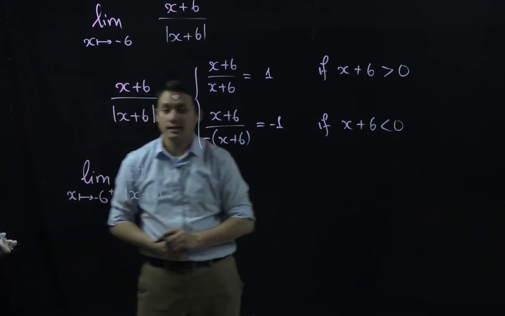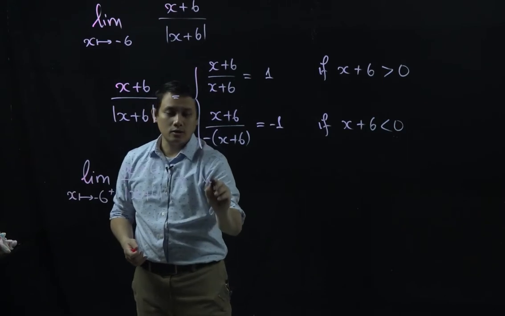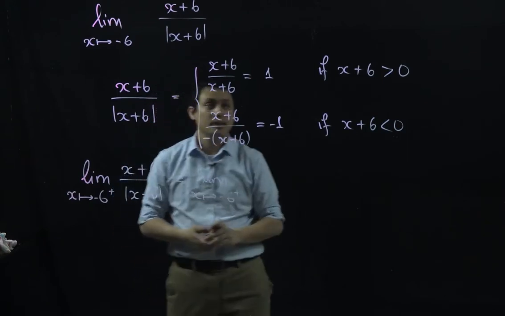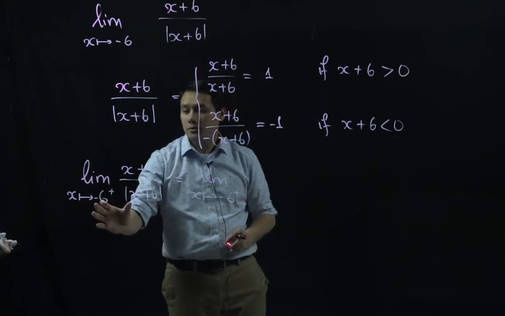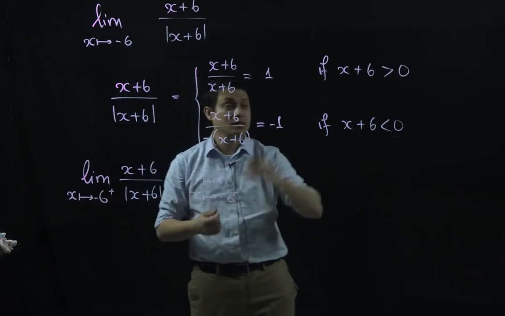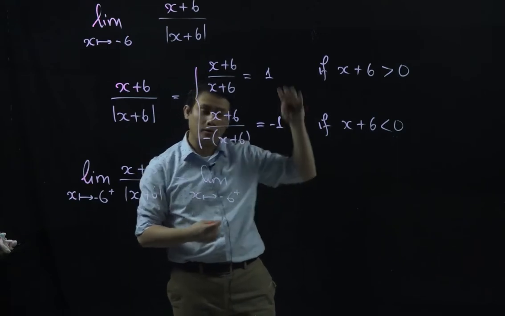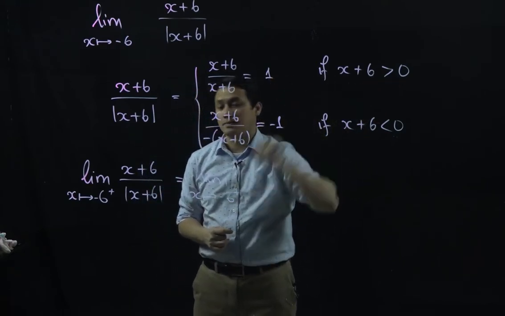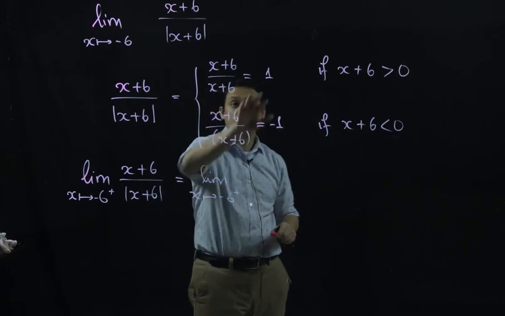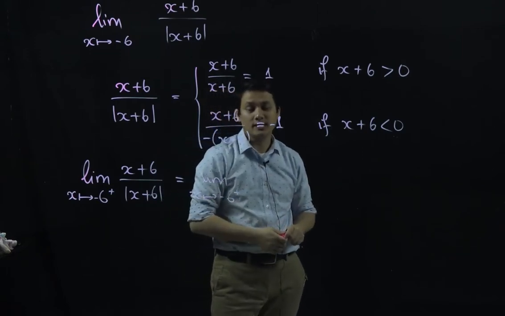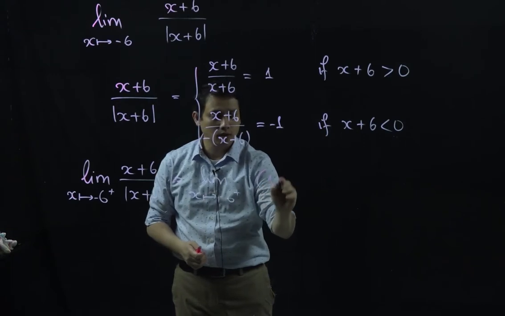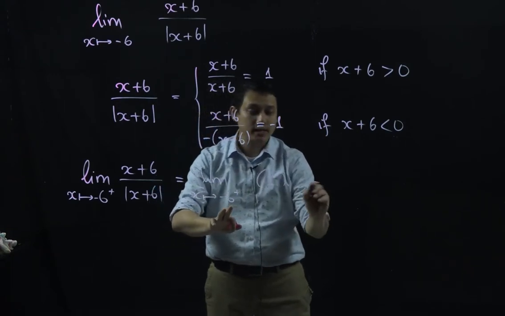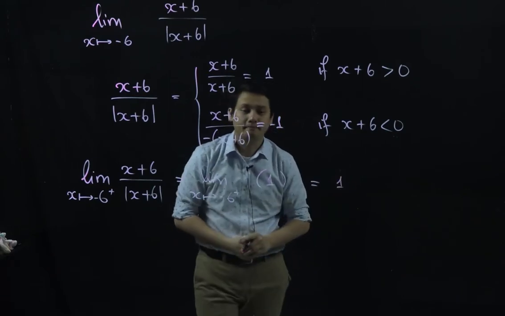6 from the right. That means you need the positive part, or the right-hand side of negative 6. So that is x + 6 greater than 0. So you need to consider the function when it's equal to 1. So the limit of 1 as x goes to negative 6 from the right is just equal to 1.